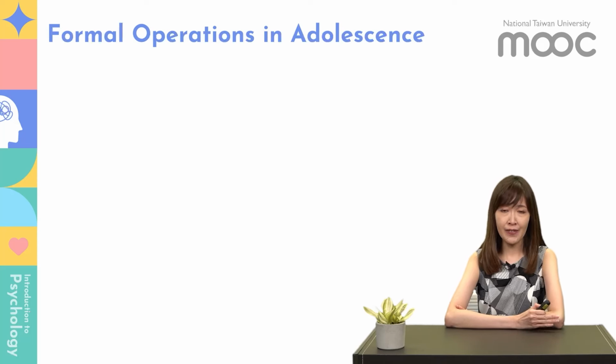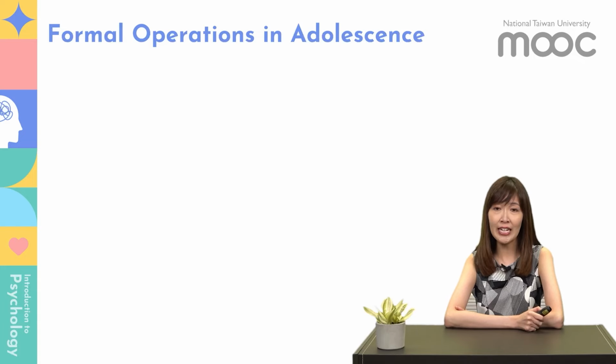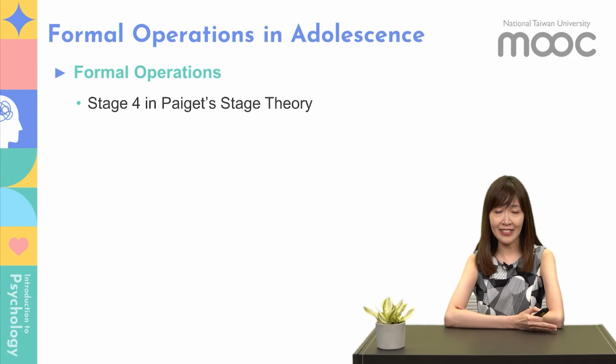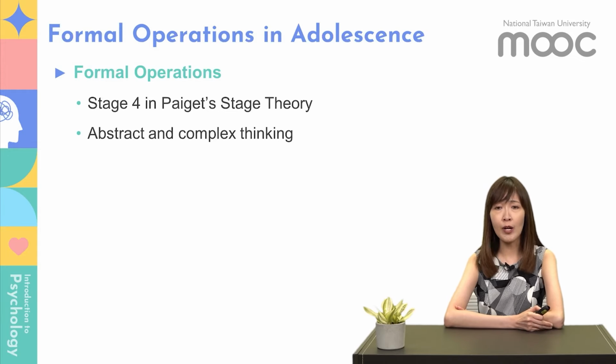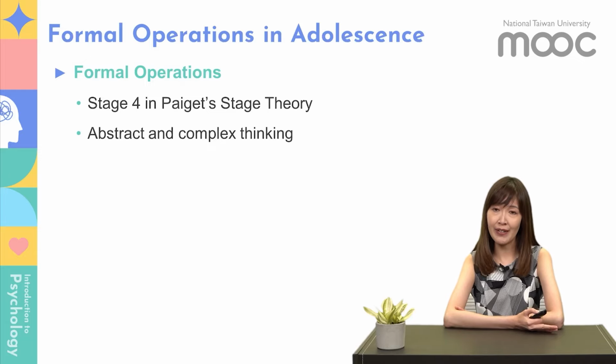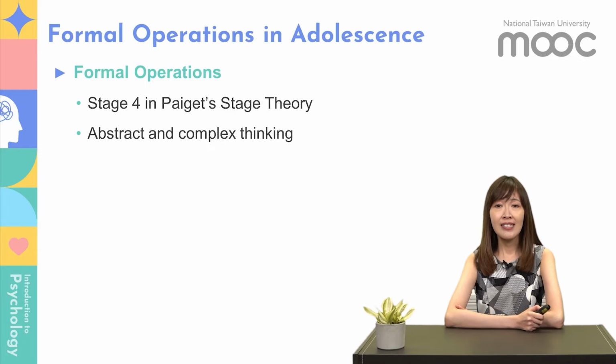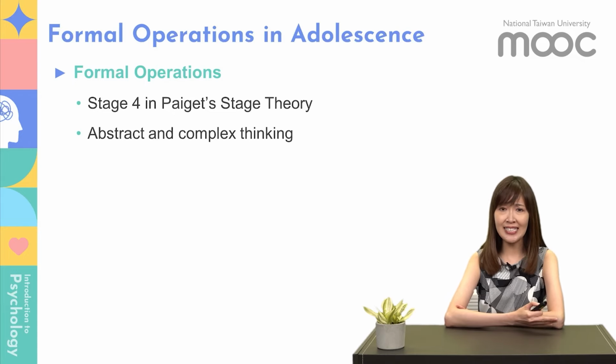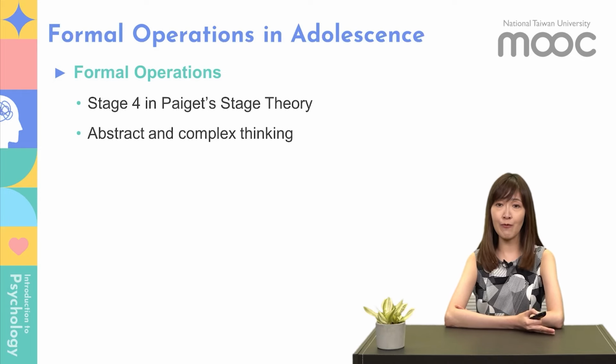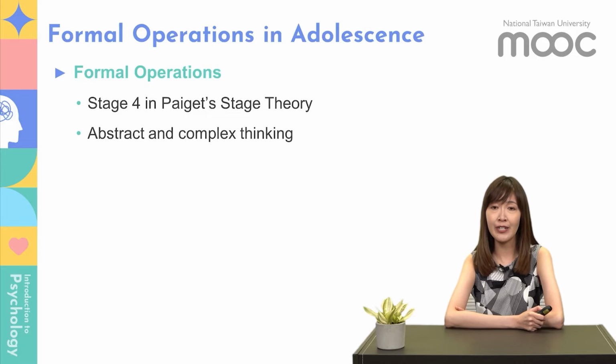When we talk about Piaget's theory, do you remember the stage 4, formal operational stage? We said that's the stage for adolescence. So now we're going to talk more about this stage. During the formal operational stage, adolescents can now understand abstract things. For example, now they can understand things such as love, justice, or freedom. We know we cannot see them physically in our daily life, but we know that they do exist. So now adolescents can understand abstract things.